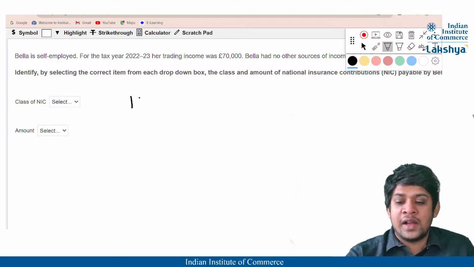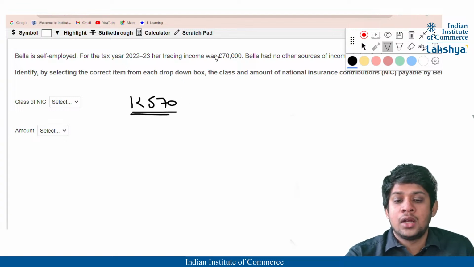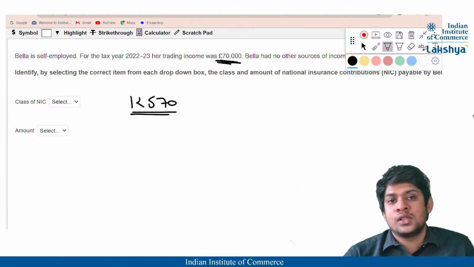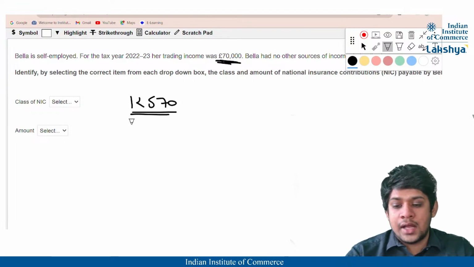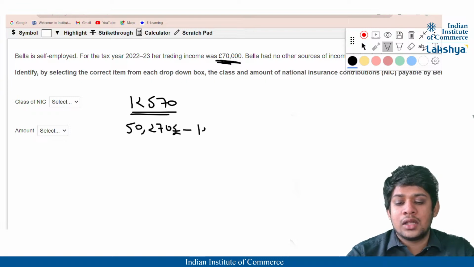Till 12,570 pounds, guys. Till 12,570 pounds, it is exempt, right? Her total income is 70,000. So that means it is exceeding 50,270 also, right? So firstly, the threshold that is there is 50,270 pounds minus 12,570 pounds, which is completely exempt.